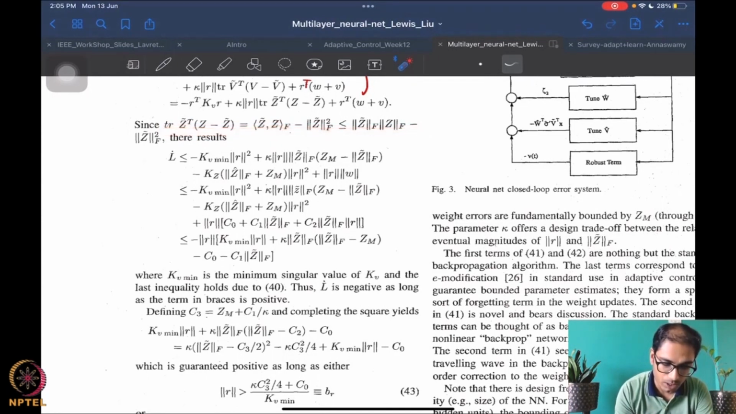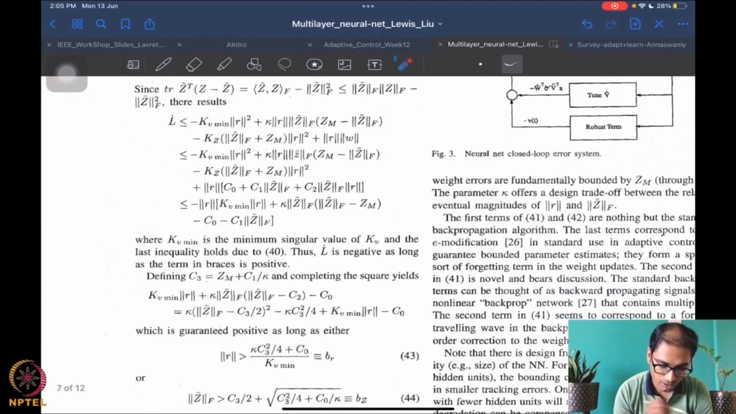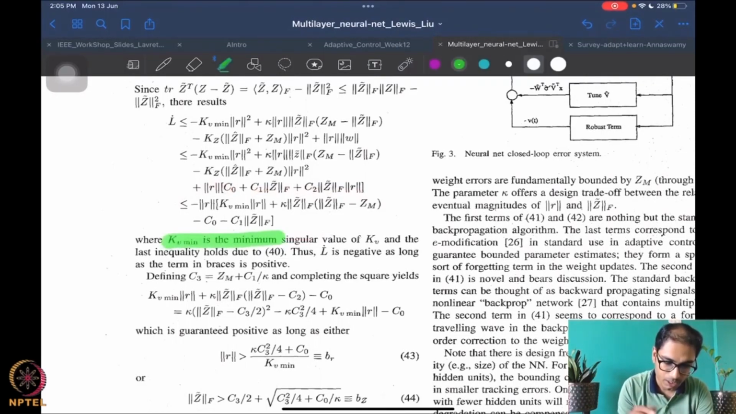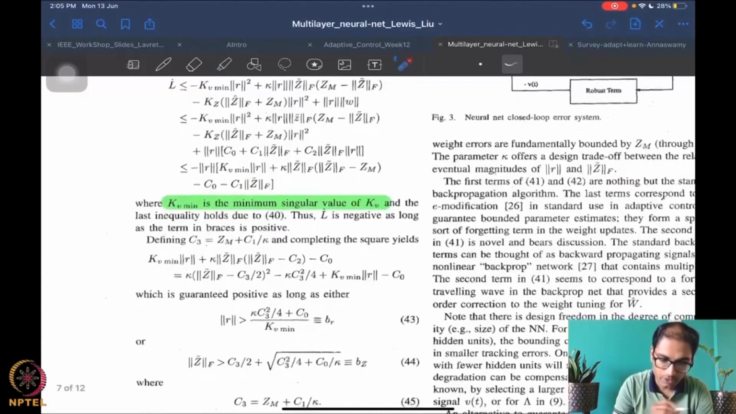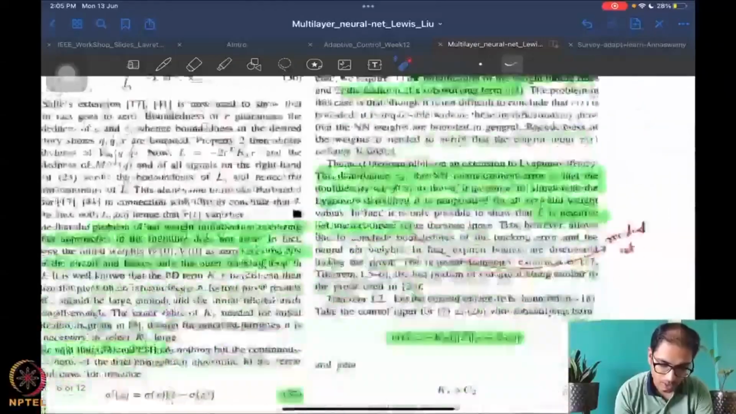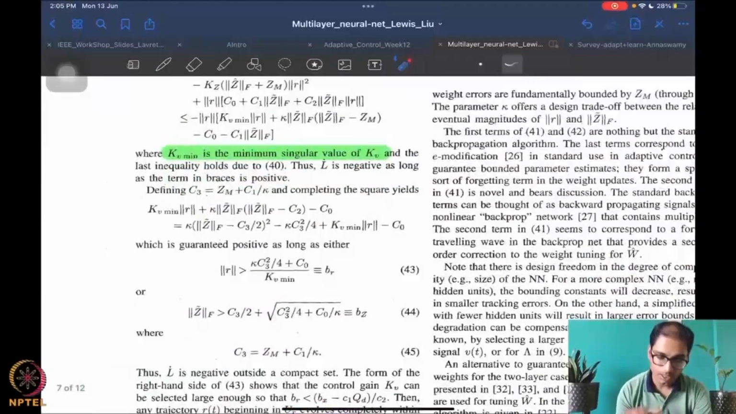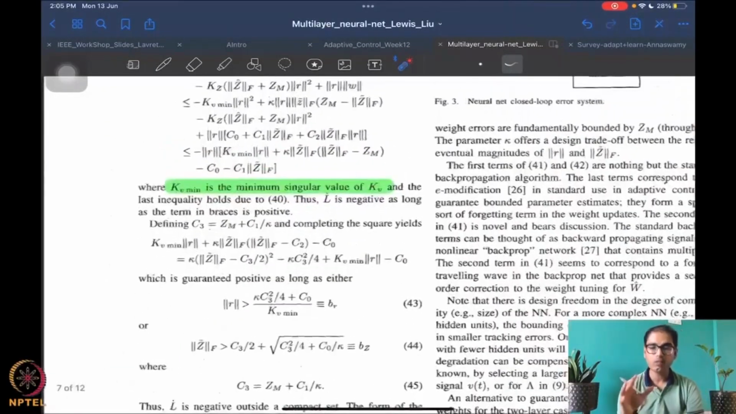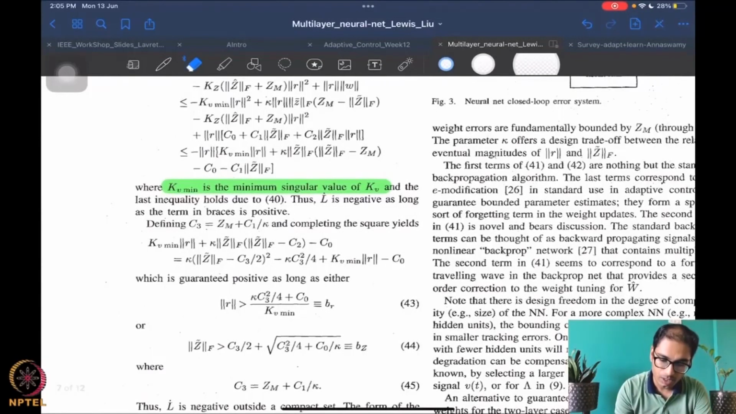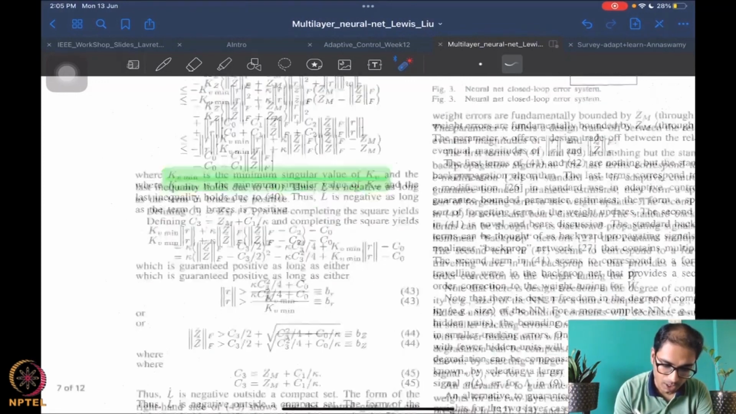Then this particular equality and inequality right here, and after substitution of V, you get this kind of a final expression. Here kV min is of course the minimum singular value of kV, and the last inequality holds due to 40. So basically 40 is this guy. A lot of the earlier inequalities that were mentioned have been used here in order to arrive at this nice bound here.